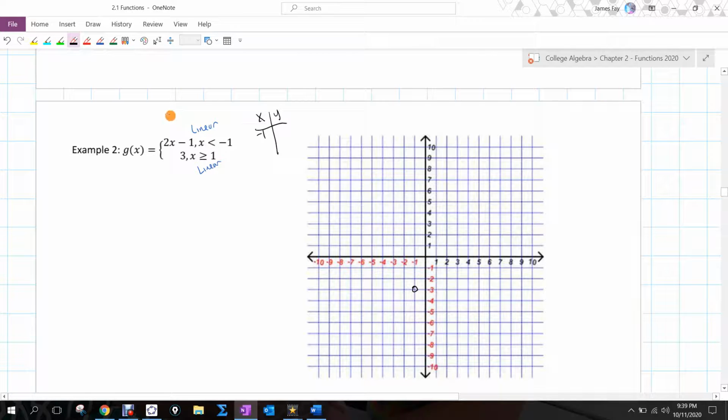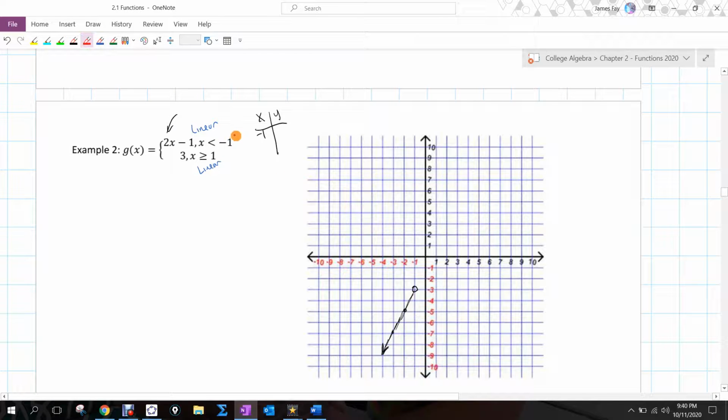Now my slope is 2, and I'm going to be graphing to the left. So I need to go a rise of down to the left 1, down to the left 1, and that will be what we're looking for. That's that first rule, 2x minus 1. Now, like I said, I'm not using my y-intercept, but if you wanted to, you could.